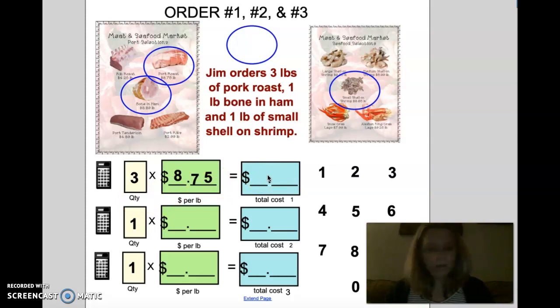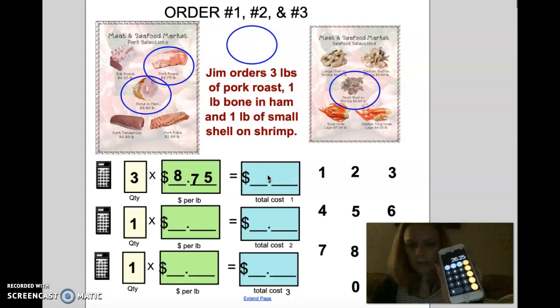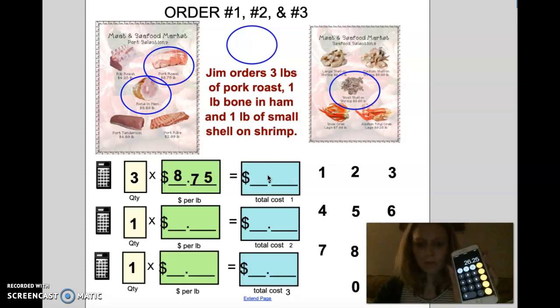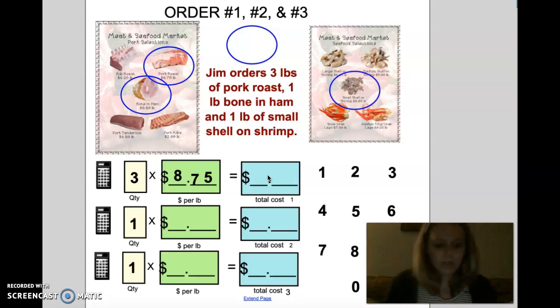Use a calculator, a phone, or a different screen or a tab on a computer. That works too. Whatever you wish to do. I used my phone to multiply it out, and the total is $26.25. Okay, so you're going to do this for the next 2 items as well.